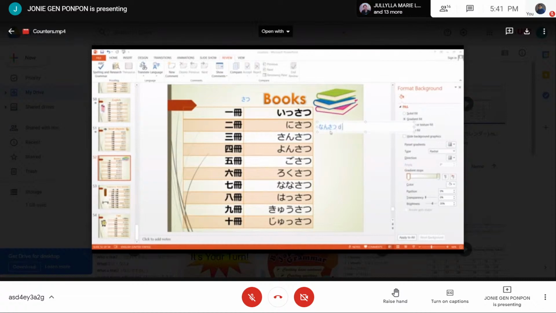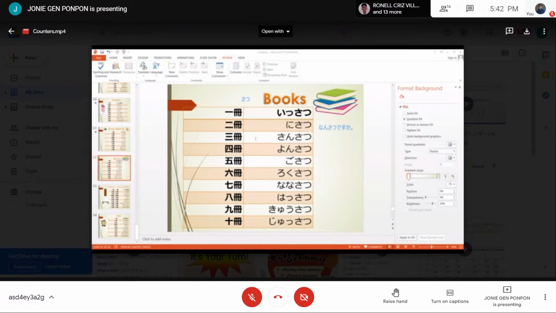Nansatsu desu ka. Okay. For one book, that is issatsu, not ichisatsu, but issatsu. For 2 books, nisatsu. For 3 books, sansatsu. 4 books, yonsatsu.